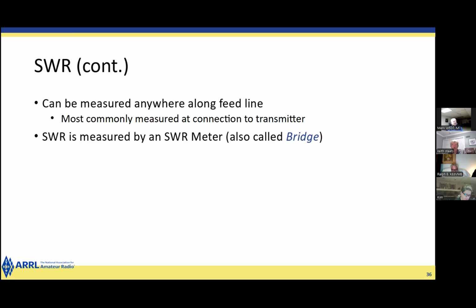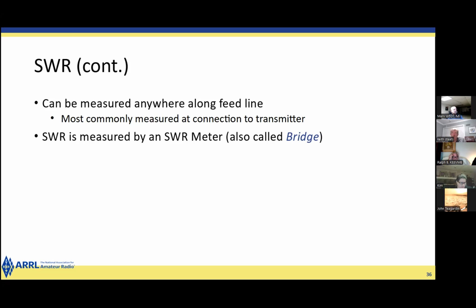But sometimes that's not the best thing to do. Sometimes it's better to measure it, if you can, at the antenna. You measure it by using an SWR meter. Sometimes they call it a bridge.